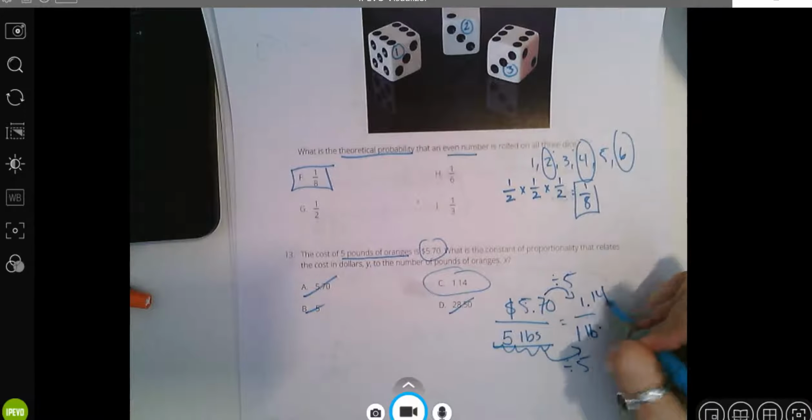Okay. 5 goes into 5 one time. Oh, look. Only one of them starts with a 1. I don't even need to finish my division. There's my answer. I could, and it would give me $1.14 for every pound of oranges, which is the constant cost no matter how many pounds of oranges you have.